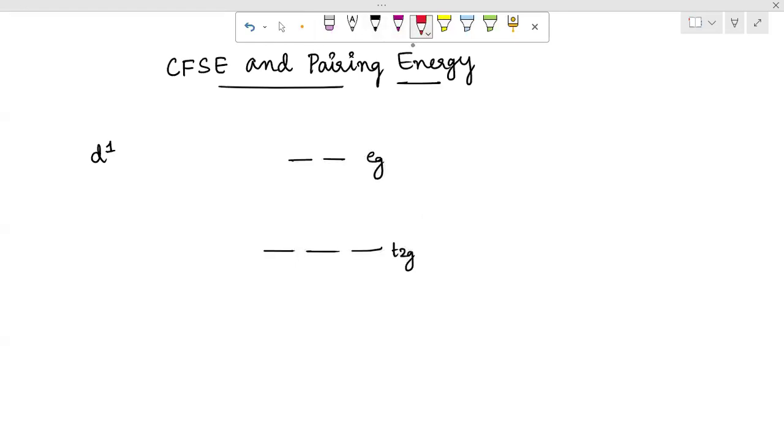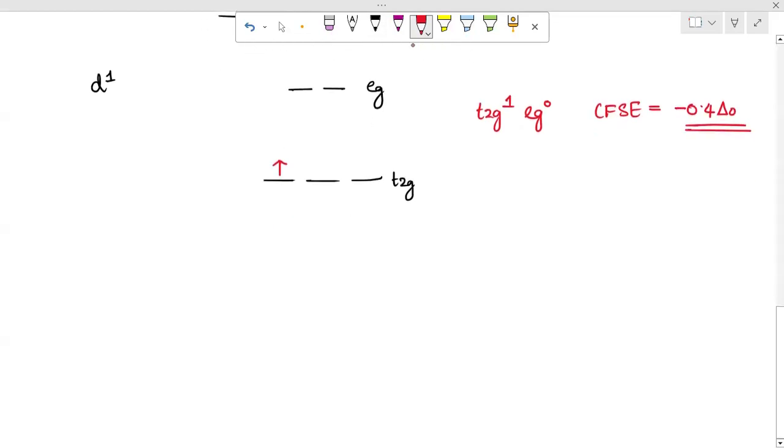Okay. So if you have just one electron, the configuration is t2g1, eg0. And the total CFSE over here is just one electron corresponding to t2g, which is minus 0.4 delta O. Right. No pairing of electrons. Easy. All right. Next, let's say you have d2.